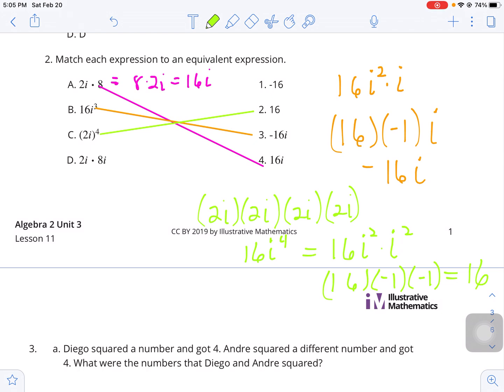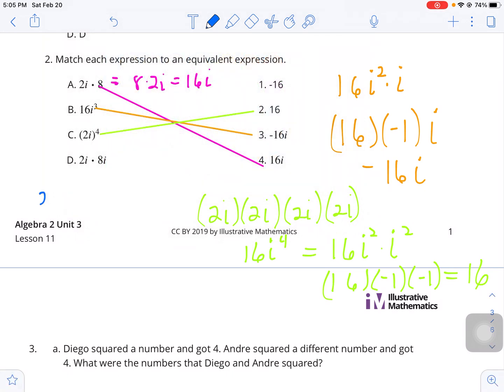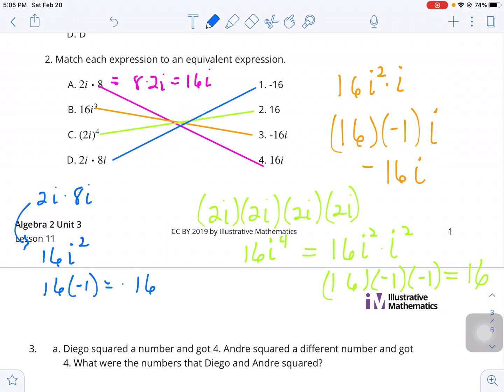And the last one, letter D, we have 2i times 8i. So 2i times 8i, I can rearrange that, 2 times 8, and get 16. And i times i will give me i squared. But we know that i squared is negative 1 by definition, and so we get a negative 16 for D. So D is matched with number 1.